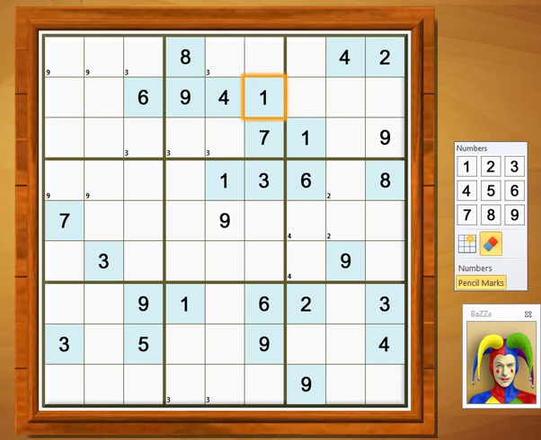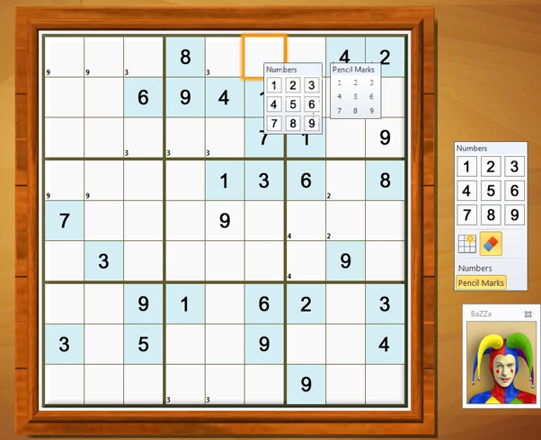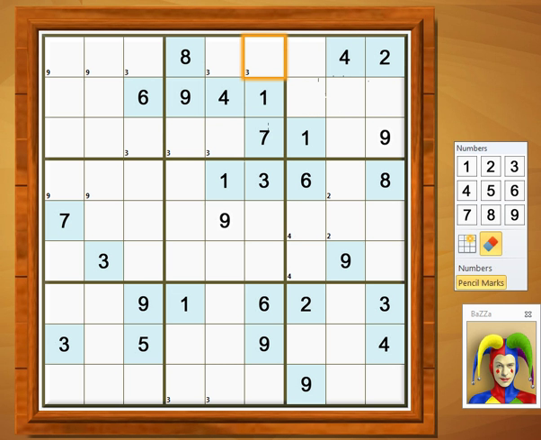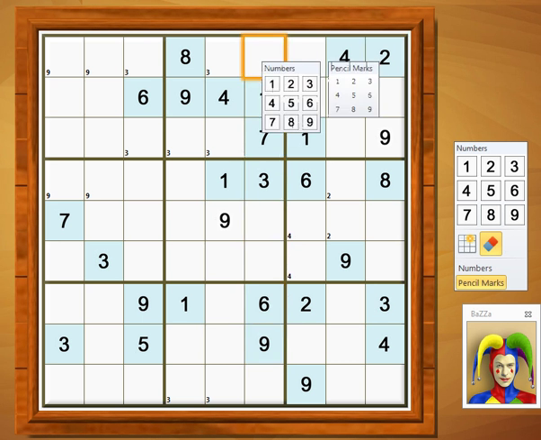So we've got 1, so we need 2, 3, 4, 5, 6. So we need 2, 3, 5, 6. Okay, there's a 2 there. So it can't be the 2, it can be the 3. No, actually, it cannot be the 3 because there's a 3 there. So we've got a 2, a 3, 5 and a 6. We've got a 6 here, 3 and a 2. So that has to be the 5.